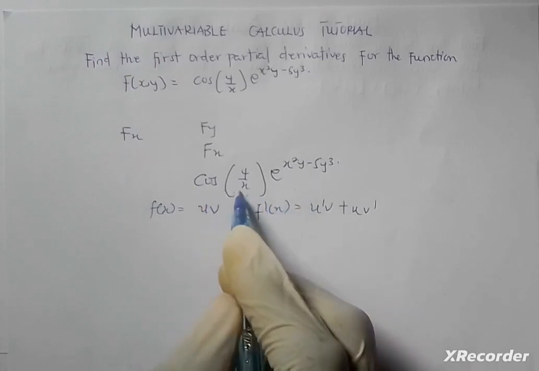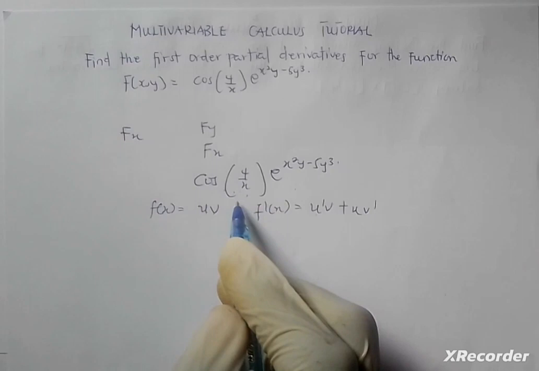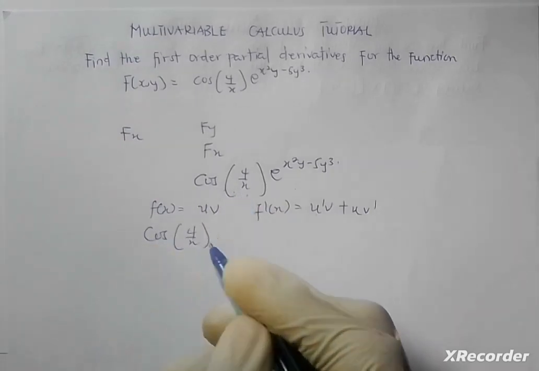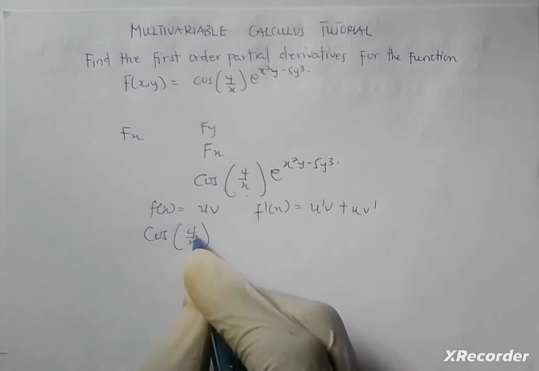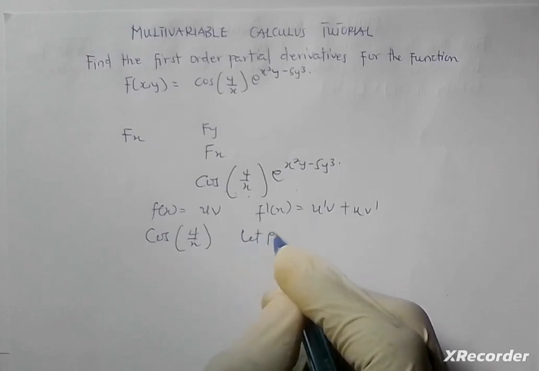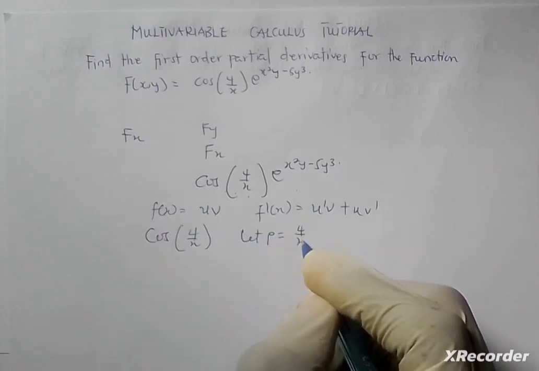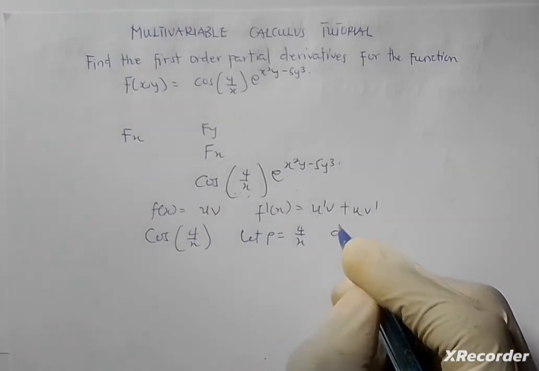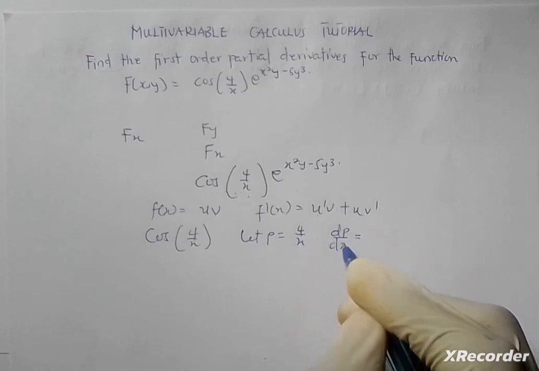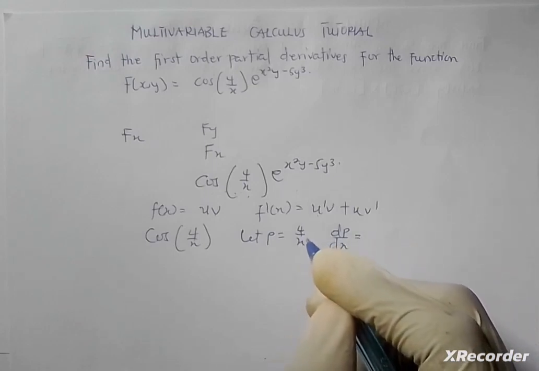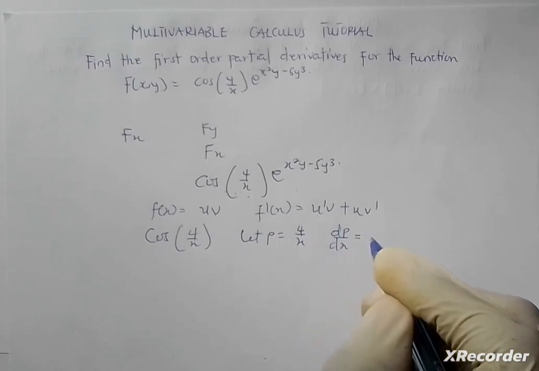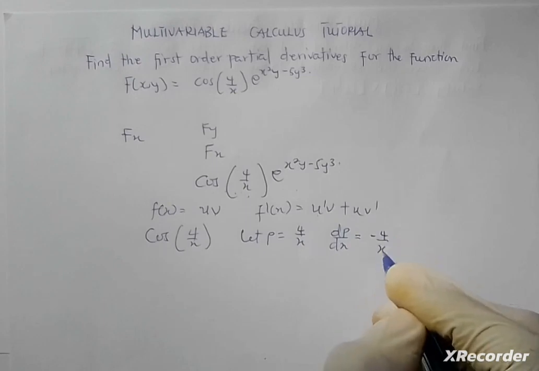So how do we differentiate this? This happens to be a composite function. So if you have cos of 4 over x, you want to differentiate this, we are going to take what we have here and make it, let's say, p. So let p be equal to 4 over x. So to differentiate p with respect to x, I'm going to have 4 to come out. Then 1 over x is the same as x to the power negative 1. So I'm going to get negative 4 over x squared.